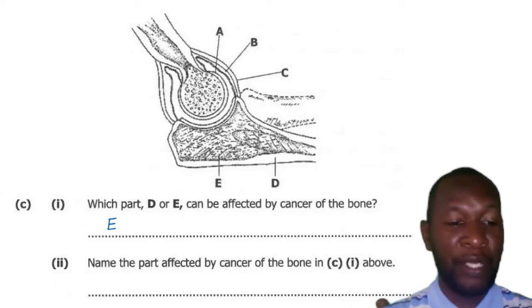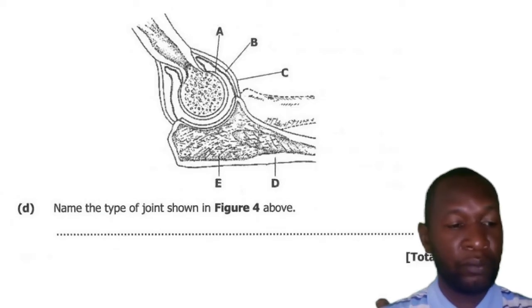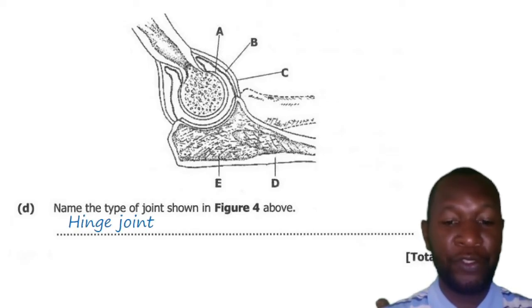C2, name the part affected by cancer of the bone in C1 above. The part which is affected is the bone marrow. Part D, name the type of joint shown in figure 4 above. The type of joint shown here is the hinge joint.